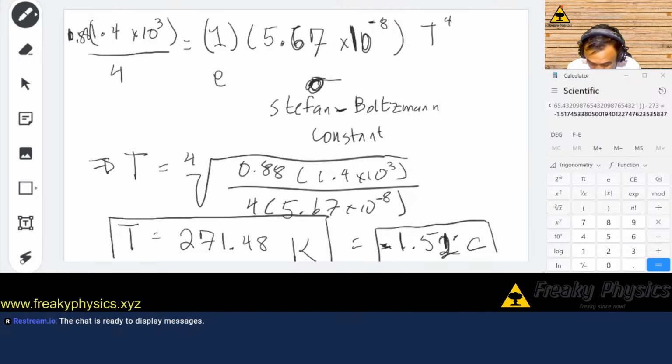So anyway, what does this mean? This means that the moon's average temperature is this. It doesn't mean it's always this temperature. There are going to be spots where it's hotter and spots where it's colder.